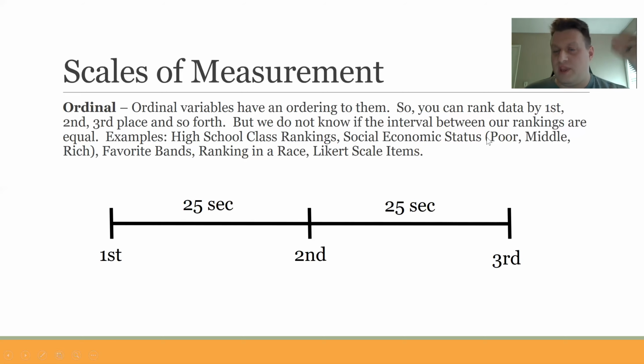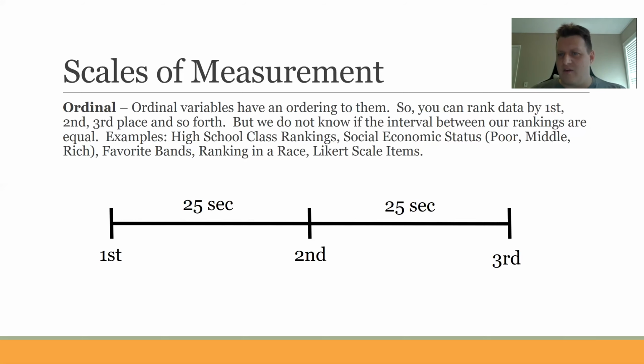So socioeconomic status, if we did this in terms of poor, middle class, or rich individuals, we don't know if the interval between poor and middle is the same extent as between middle class and rich. And in fact, the poor and the middle class are closer together in terms of how much money they make compared to middle class and rich. So the interval is not consistent, or doesn't necessarily have to be consistent, for an ordinal scale of measurement. Let me give you a good example of this.